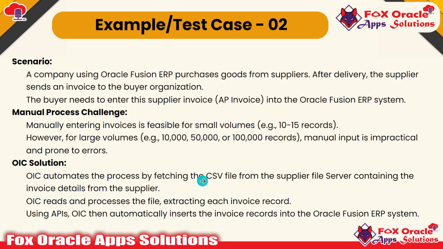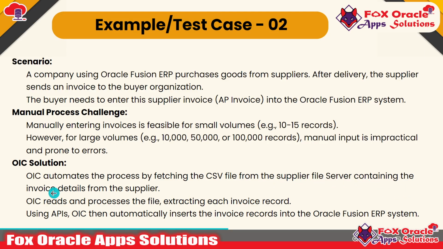OIC will read the file from their file server. OIC automates the process by fetching the CSV file containing the invoice details from the supplier's file server. OIC reads all the records, processes the file, and extracts each invoice record. Using an API, OIC then automatically inserts the invoice record into the Oracle ERP system, which we saw, right? So that is the kind of thing OIC can do.